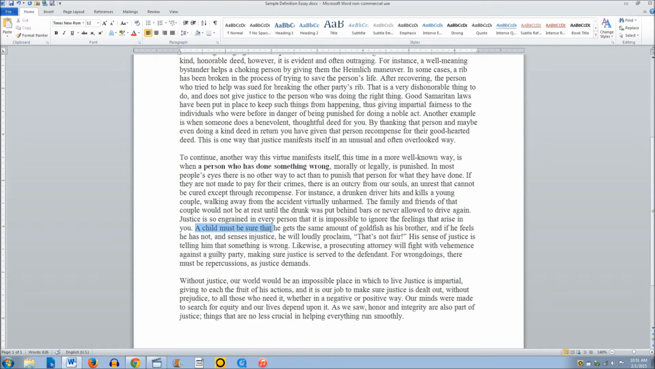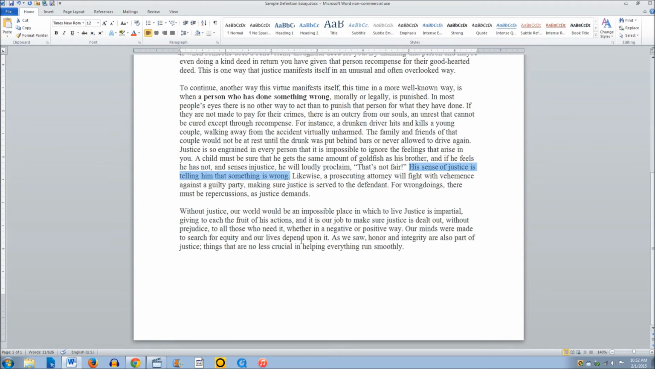A child wanting the same amount of goldfish. This example isn't too bad, but I don't know that it's necessary. But it's all about the sense of justice being that something is wrong. Either way, two pretty good body points.